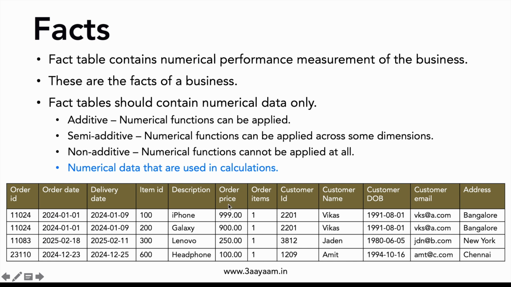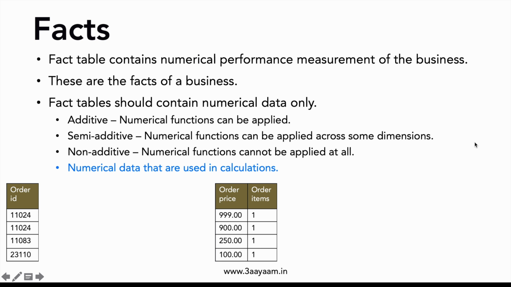Order price is numeric data because we can apply numeric functions like sum, average, minimum, maximum, etc. on the order price column. Same is the case with order items also. We can add the order items, we can find out the maximum also. Customer ID is not numeric at all because this is an identifier which uniquely identifies the customer. Same is the case with name, date of birth, email, and address.